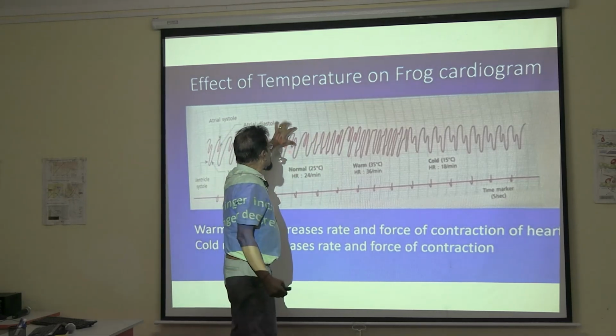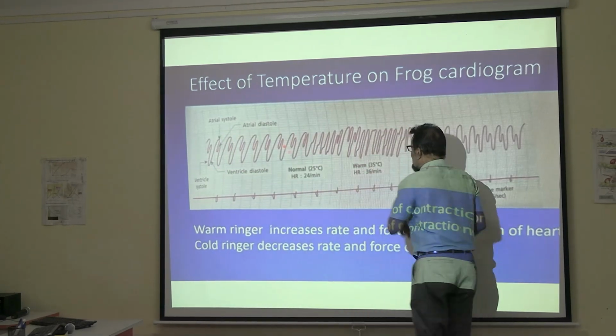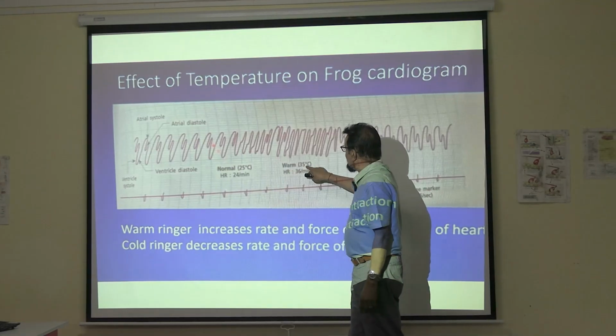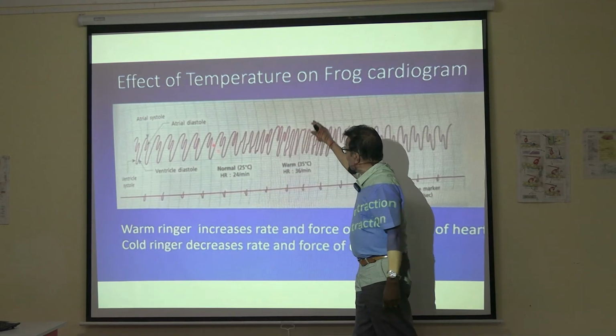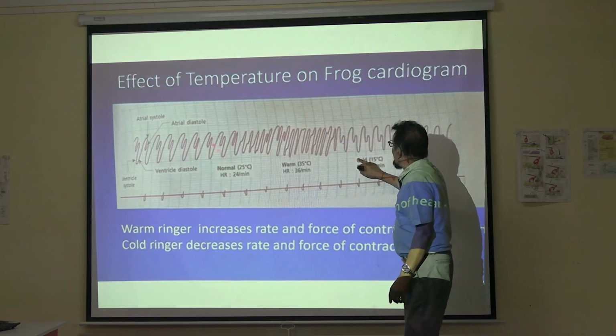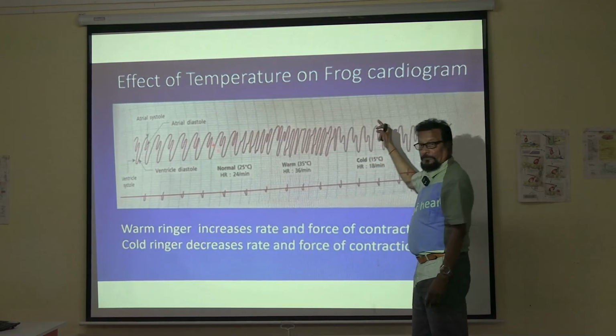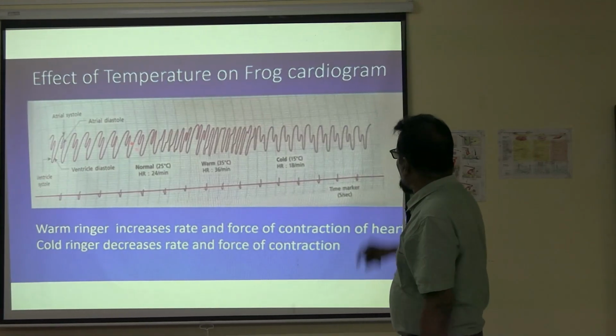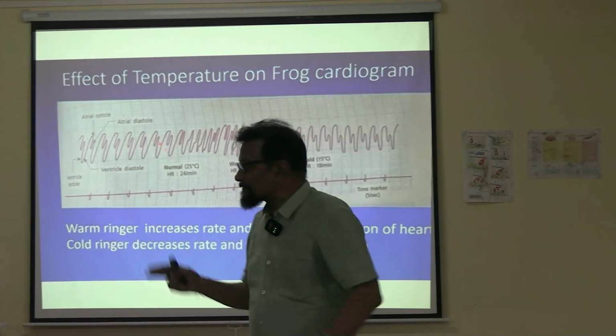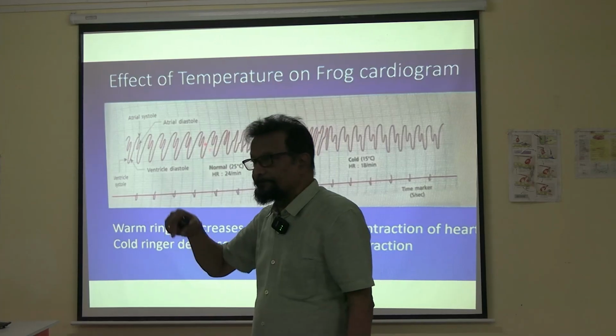Again, the temperature of the Ringer solution is increased and you see the height of contraction is further increased, rate also increased. Again here you are bringing down the temperature of the heart by applying cold saline. As a result, what happens? Force of contraction reduced and rate is also decreased.